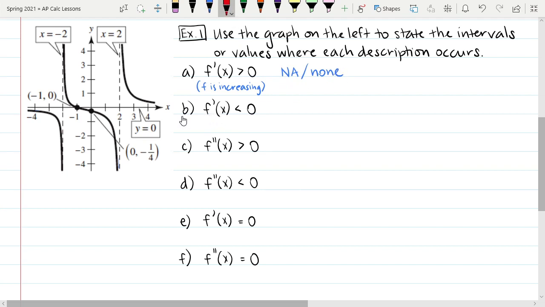Okay, so now we're talking about the intervals where f prime of x is negative. And again, that means f is decreasing. Now this first interval goes from negative infinity to negative 2. And then from negative 2 to 2. And finally from positive 2 to infinity.